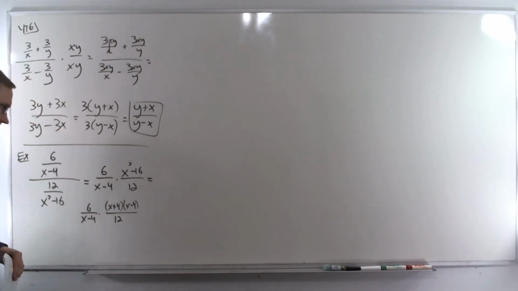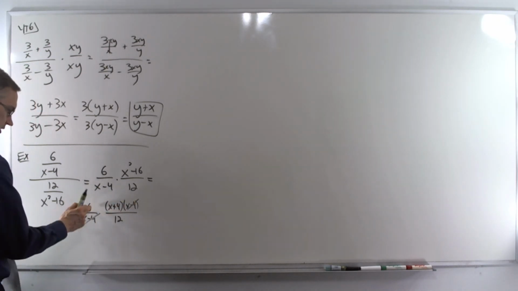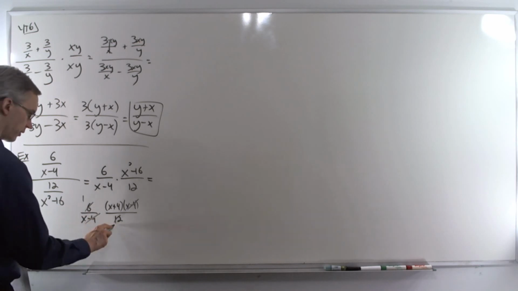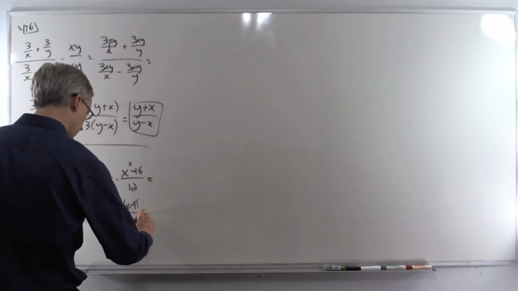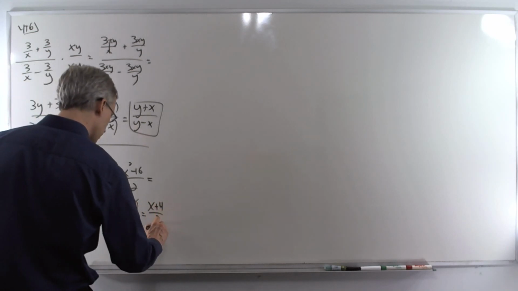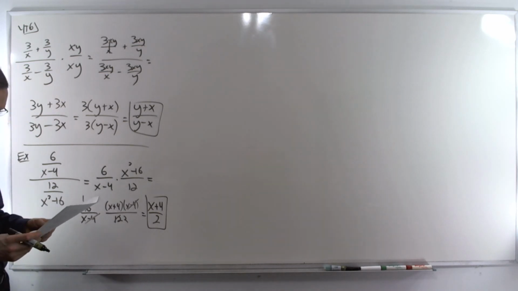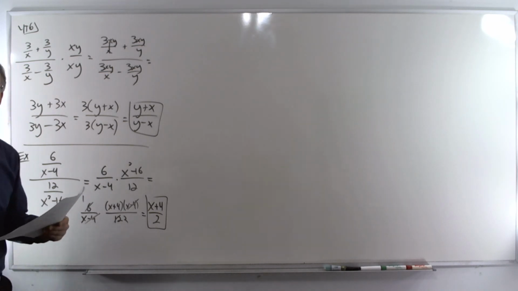Now we can do some canceling. We had x minus 4, those cancel. 6 over 12 reduces to 1/2. And what remains is x plus 4 on top and 2 on the bottom. X plus 4 over 2. Your turn, number 7.